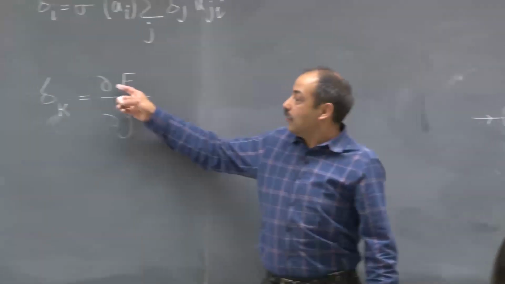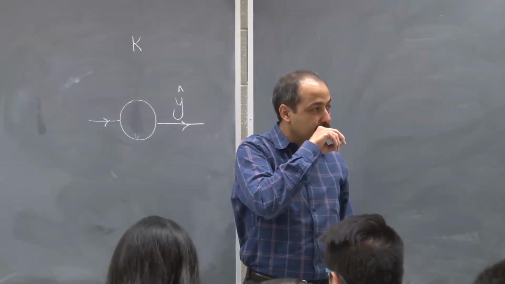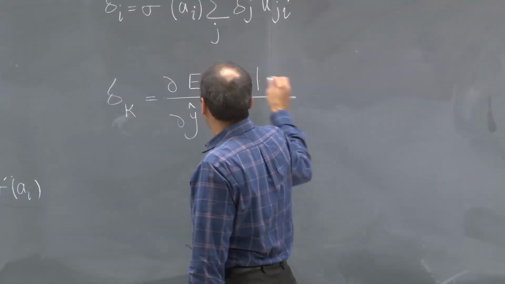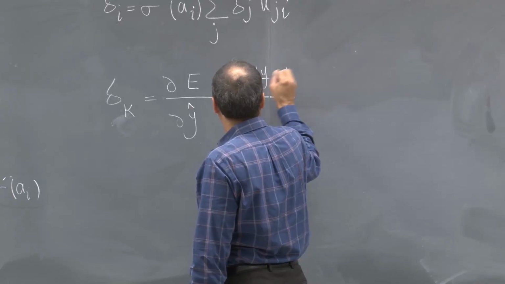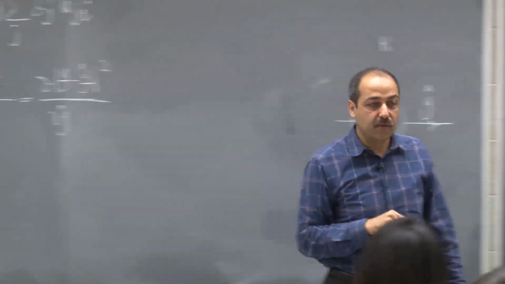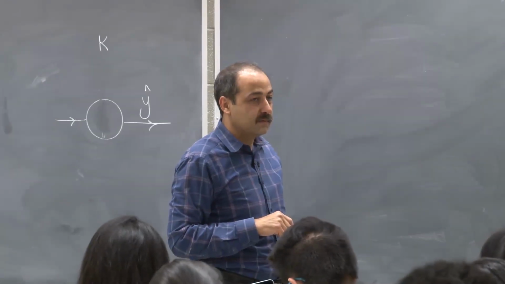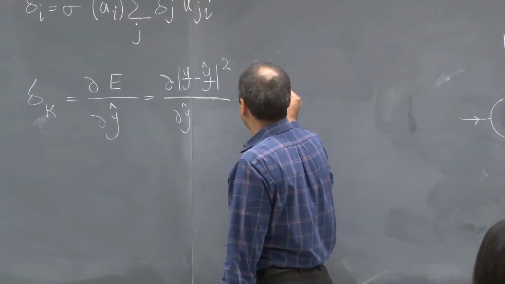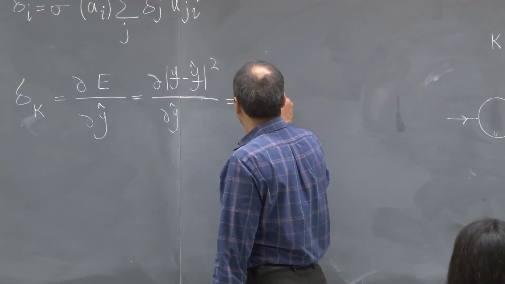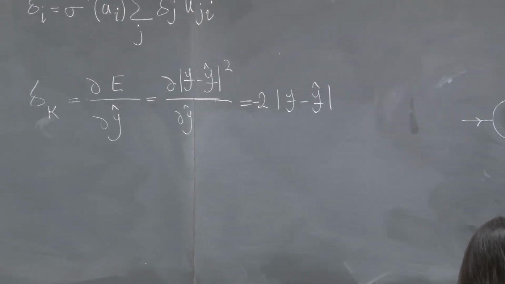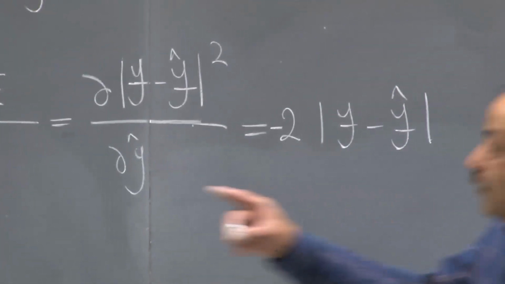Can I compute the derivative of this objective function with respect to Y hat? The objective function was just Y minus Y hat, squared. So I have the derivative of Y minus Y hat squared with respect to Y hat, which is, in fact, negative 2 times Y minus Y hat. So we can compute this, right? For the last layer, I can compute this value, the value of delta.